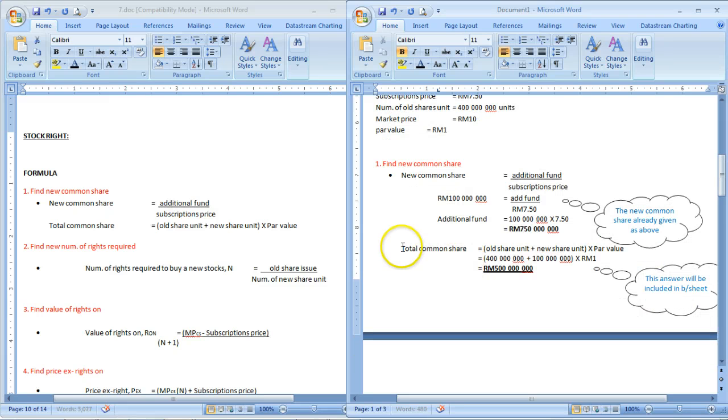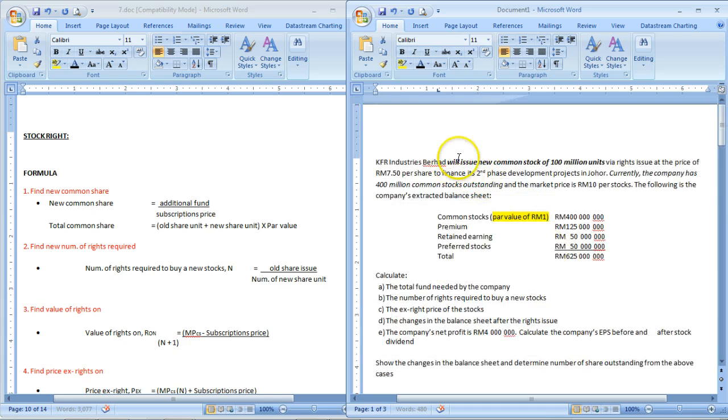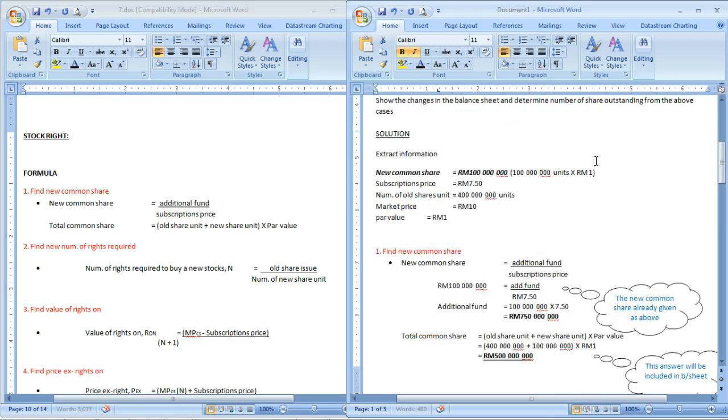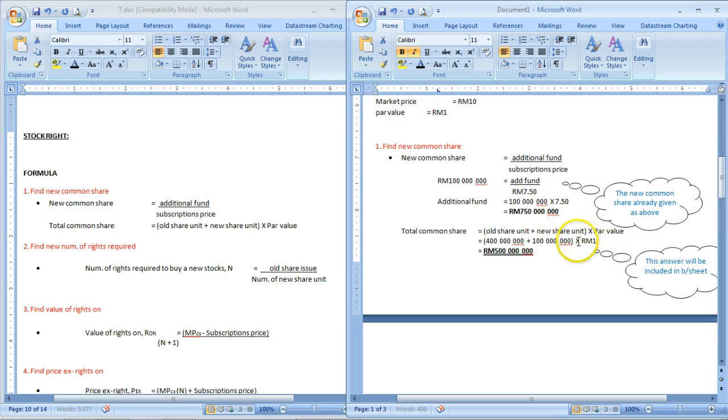Now you need to find your new total common shares. As you can see, stock dividend, stock right, and stock split are the same. You need to construct a new balance sheet, so try to compare one by one. For total common share, the old shares are 400 million. Then the new shares with the right at the subscription price are only 100 million units, as mentioned here, issue new common stock of 100 million. So old plus new, you will get 500 million units.